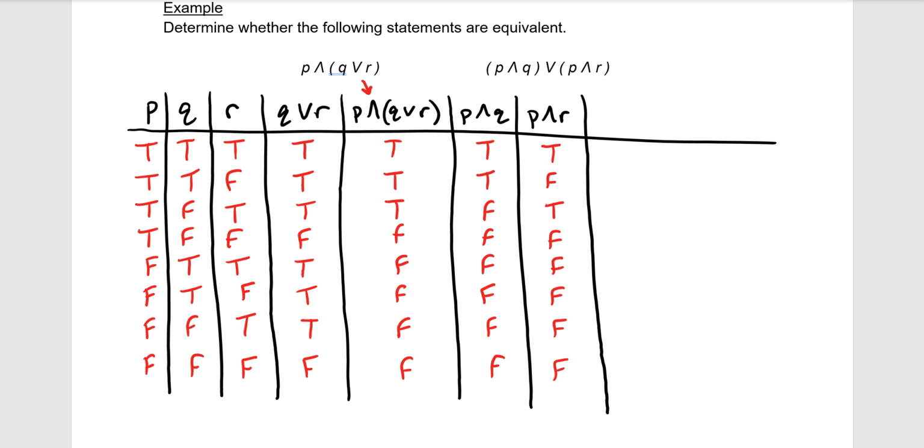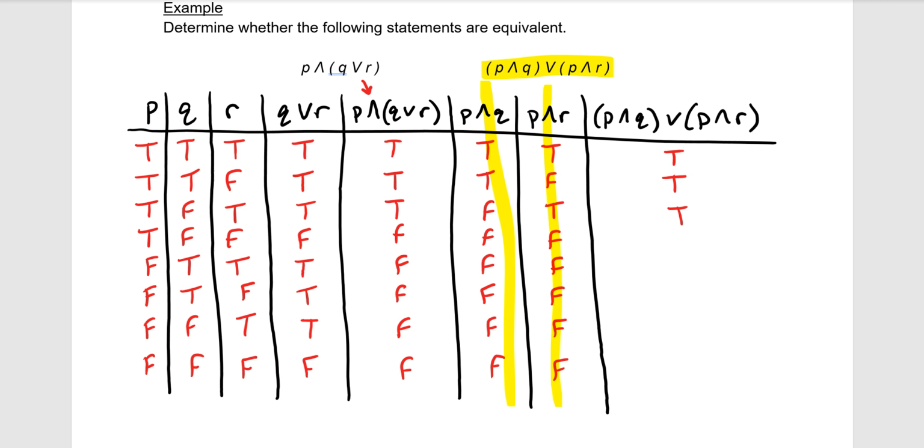And now we just need the last answer column for it, which is the whole disjunction. So let's go ahead and write that. So we have P and Q or P and R. We're looking at the two columns that we just created. We're looking at this one and this one. Since it's a disjunction, it's going to be true if at least one of them is true. So we have true, true, true. And now for the remaining cases, they're going to be false because they're both false. So we have false, false, false, false, false. Okay, so that is the answer column for this one right here.